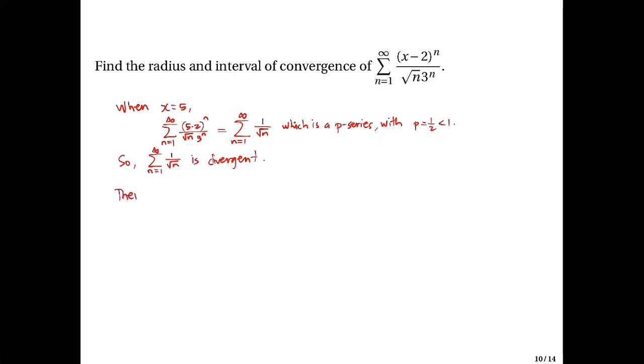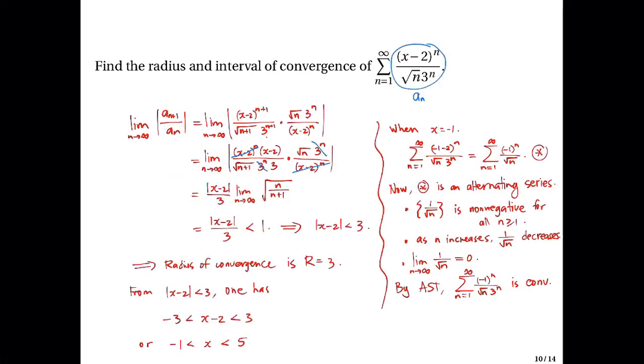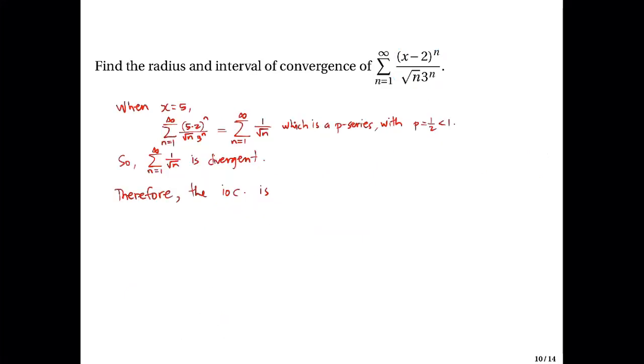Therefore, the IOC, or the interval of convergence, is: we include -1 since we have the conclusion convergent, but we exclude +5. So we have -1 to +5, including -1, but not +5. Okay?